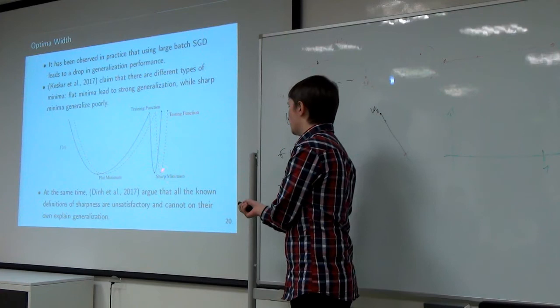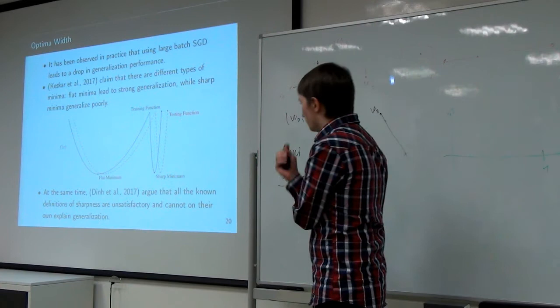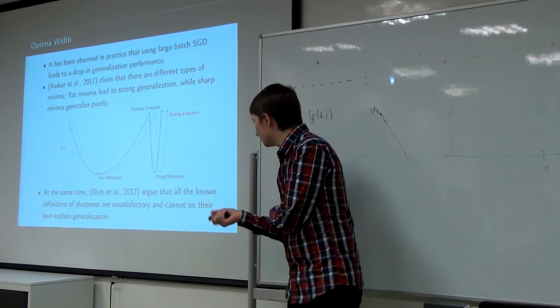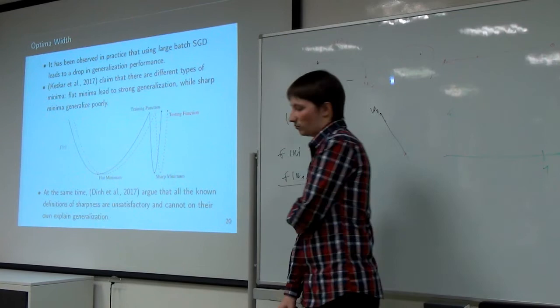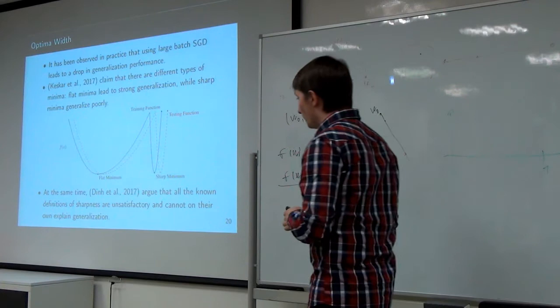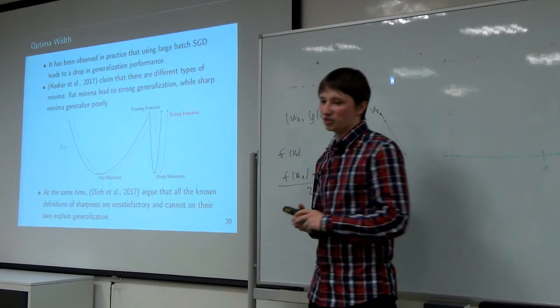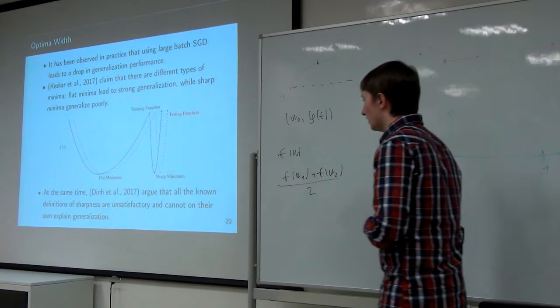And the intuition behind sharpness and generalization is that the train loss is shifted with respect to the test, and so the flat points could be more stable to this kind of perturbation. But at the same time, other authors point out that there is still no strict definition of sharpness, and all current definitions are unsatisfying, and they cannot explain generalization on their own.